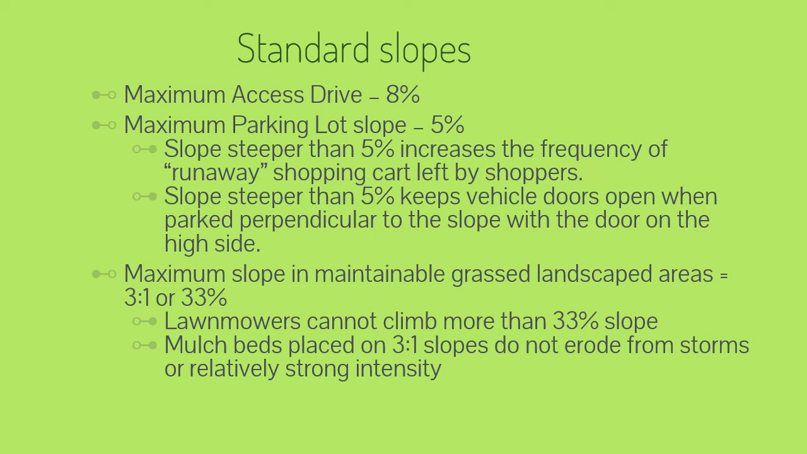Maximum slope in maintainable grass landscape areas is 3:1 or 33%. Lawn mowers, the one that is driven by Forrest Gump, cannot climb more than 33% slope. Mulch beds, which are mulches that are covered to protect the plants, are placed on a 3:1 slope, and they do not erode from storms of relatively strong intensity.